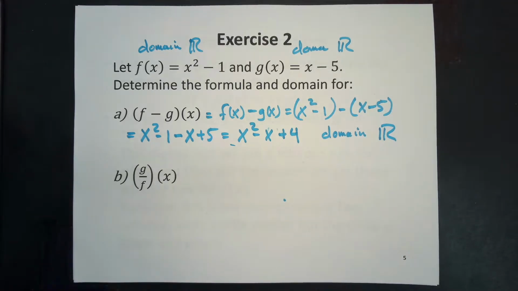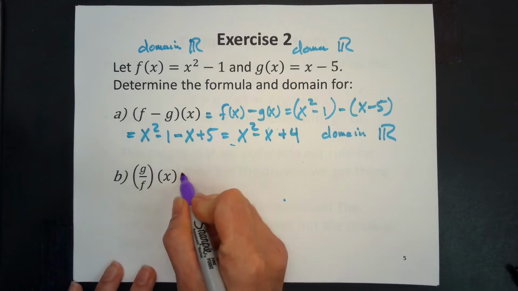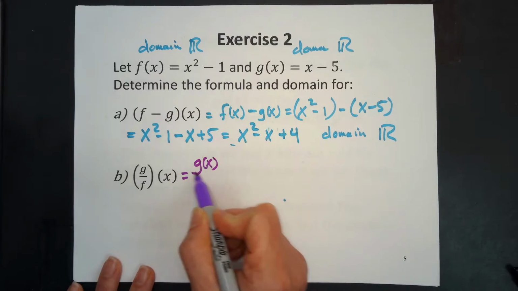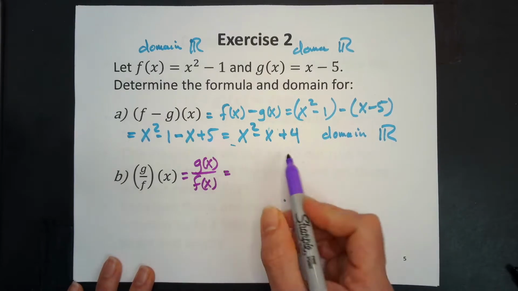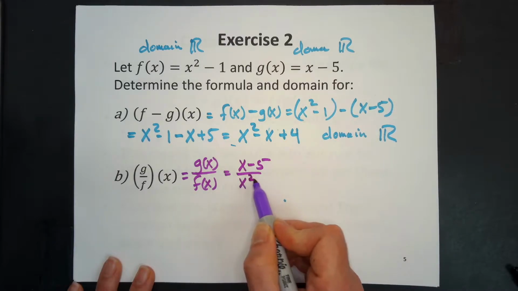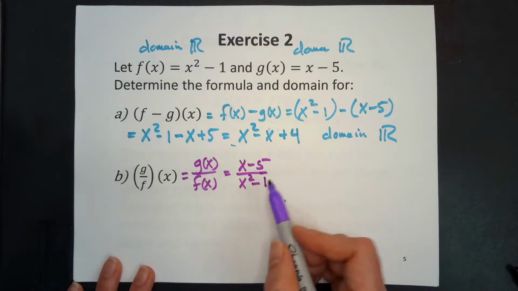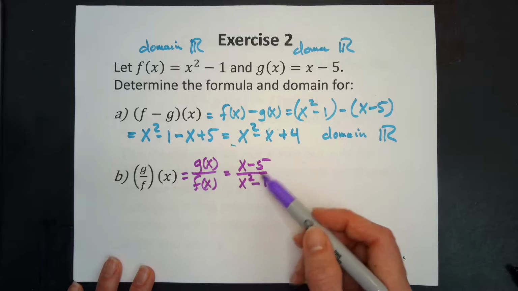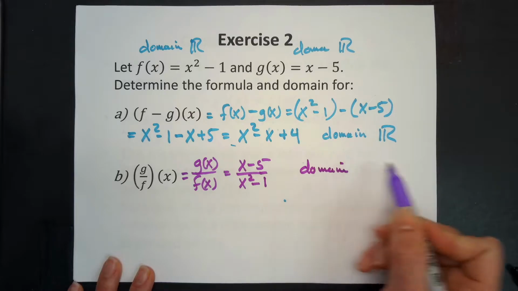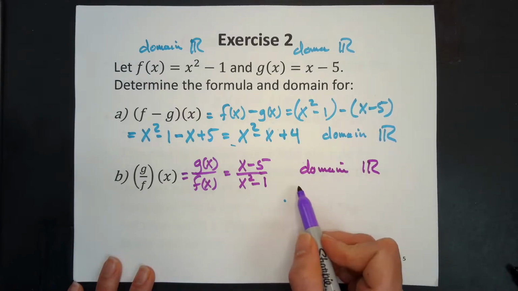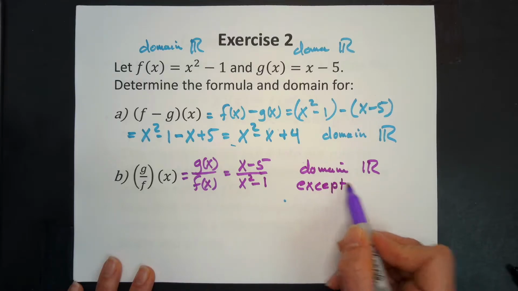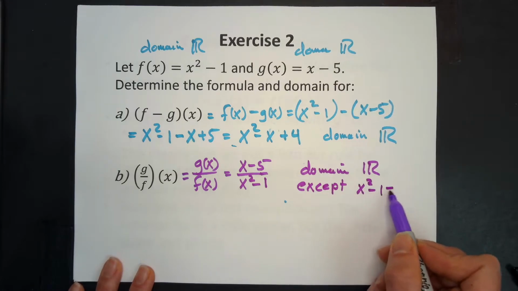All right, so let me change colors for this. And so now we have g over f of x, so that's g of x divided by f of x. So that's going to give us x minus 5 over x squared minus 1. There's no way I can simplify this. There are no factors that x minus 5 will cancel with in the denominator, so that's it. But the domain is going to be all real numbers, except now x squared minus 1 can't equal 0.